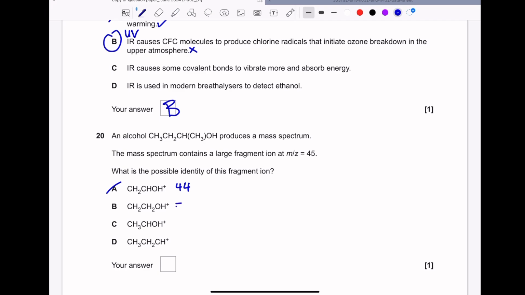The one below this, so this one is 45, so it's a strong contender. But can we produce this peak? Not by the looks of it, because we've got two CH2s back to back. That is not possible on this, to have two CH2s together. So while this is 45, it's not possible, so it's not the answer.